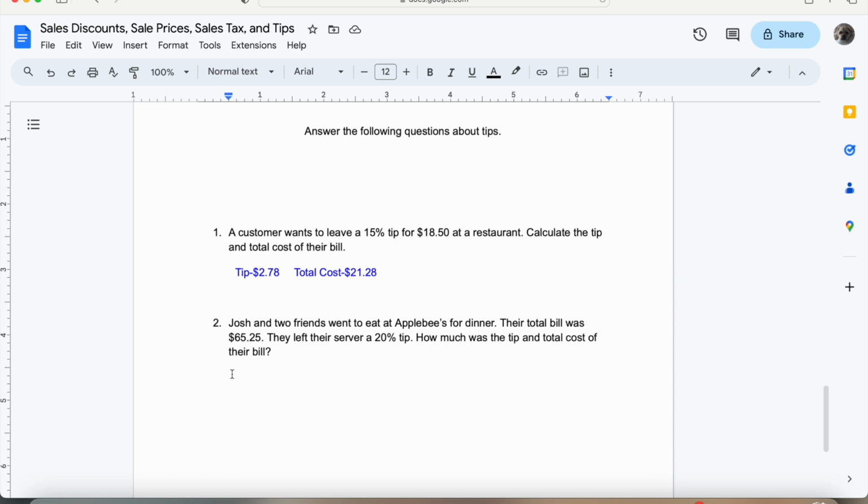And for number 2, Josh and 2 friends went to eat at Applebee's for dinner. Their total bill was $65.25. They left their server a 20% tip. How much was the tip and total cost of their bill? All right.